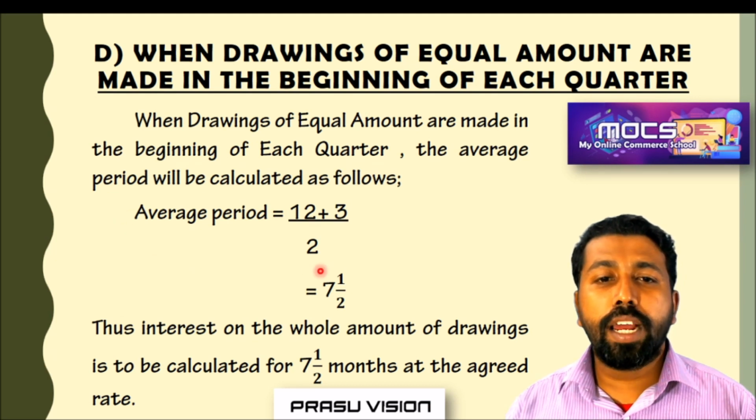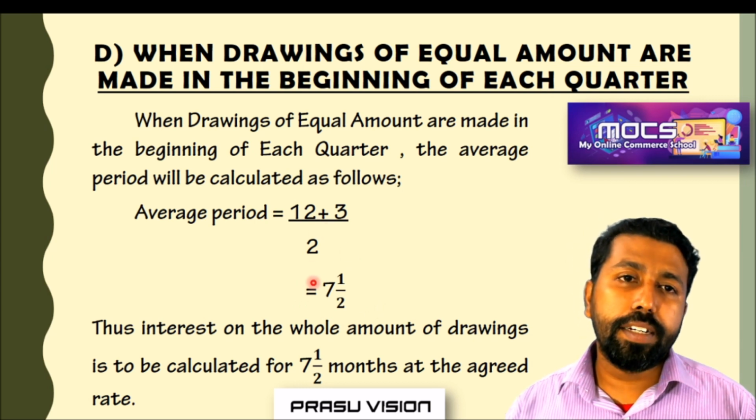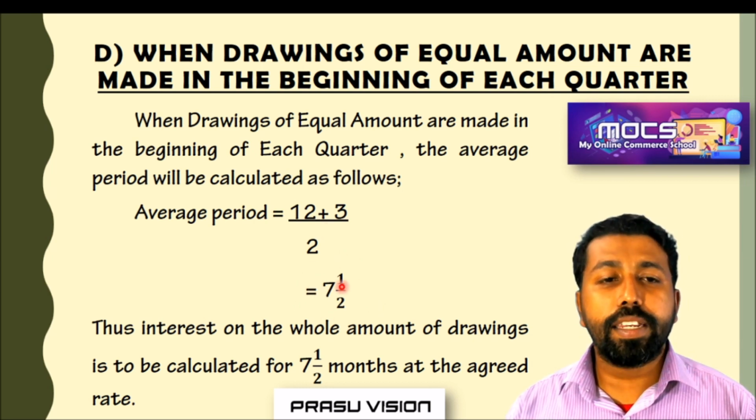So here also, how to calculate the average period. Time left after first drawings. First drawings will be in the first month, first day. So remaining months are 12, plus time left after the last drawings. It will be at the end of the quarter, fourth quarter, first day. There will be 3 months remaining. 3 months they have to pay interest. So 12 plus 3 divided by 2, 7.5 is the average period.